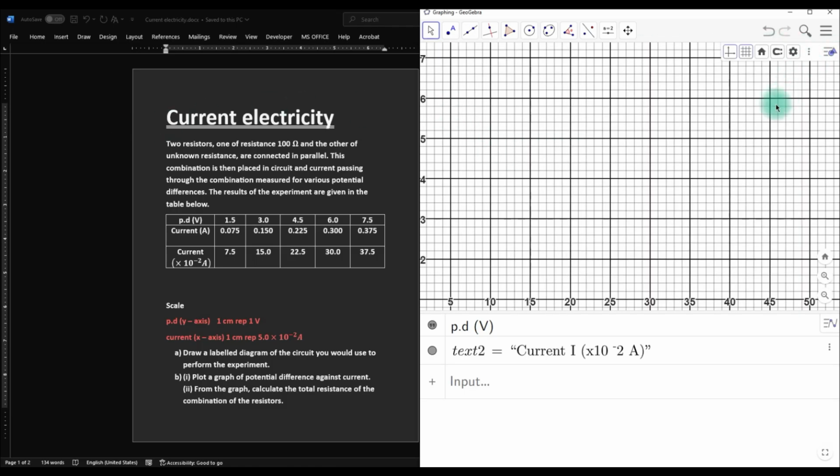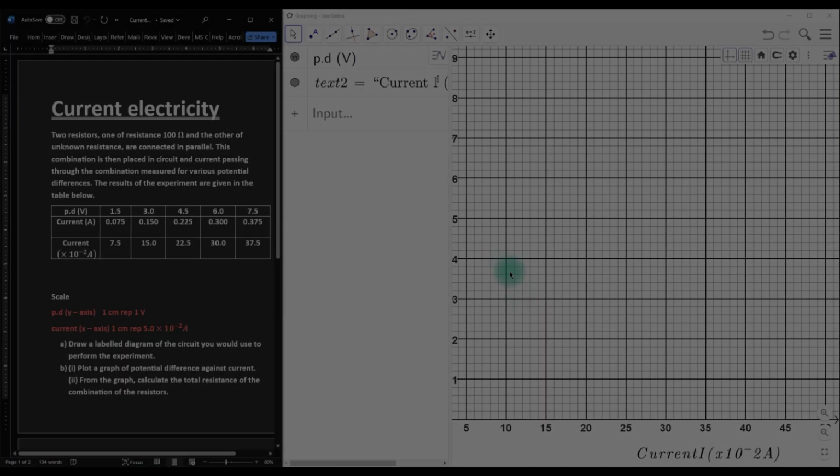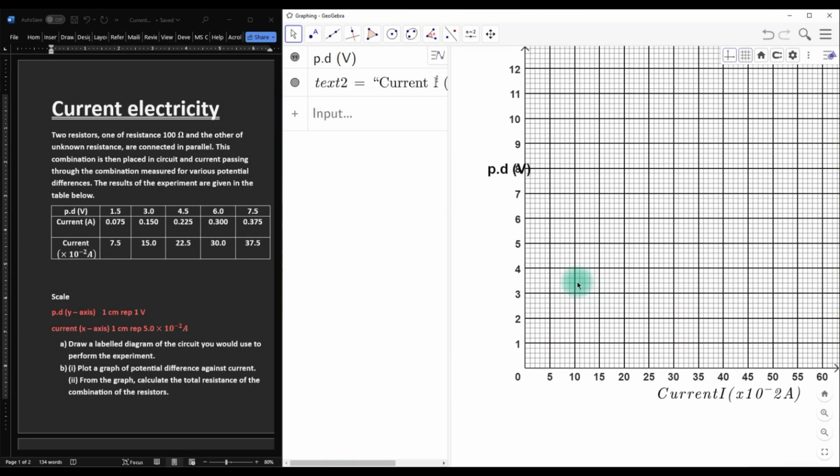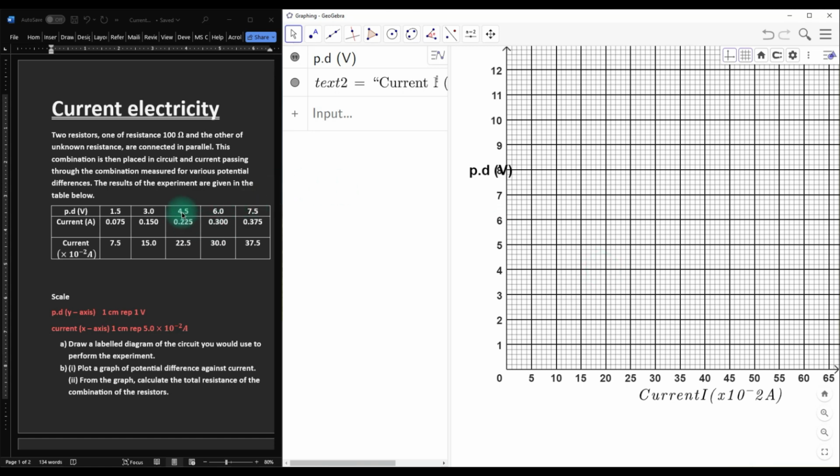So we are going to plot the points. Now I have just input the values directly. So when potential difference, current is 7.5, potential difference is 1.5. Then when current is 15.0, potential difference is 3.0.